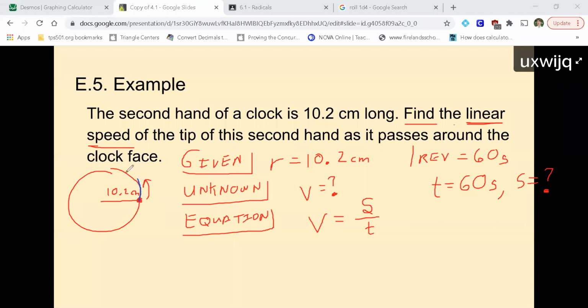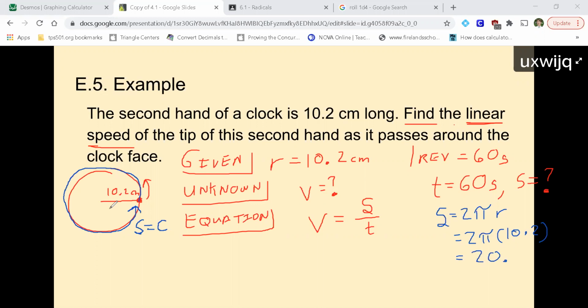So then S would be the circumference of the circle. Right? In 60 seconds, the arc that it travels is the full circle. So then the arc length would be 2 pi r, or 2 pi times 10.2. And since that's already a decimal, I'm not going to convert it. That'd be 20.4 pi centimeters.